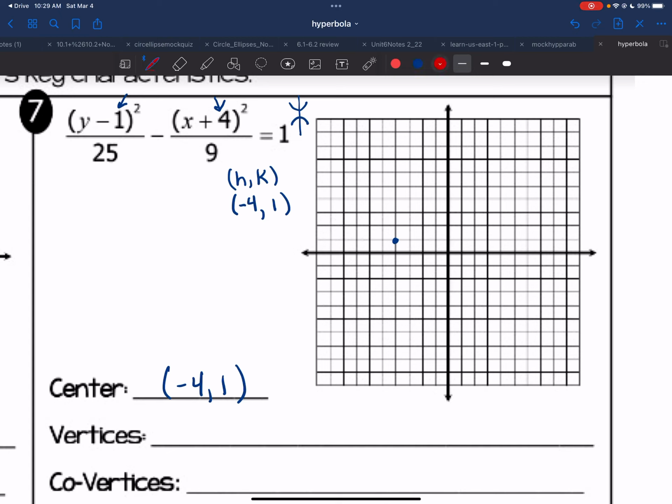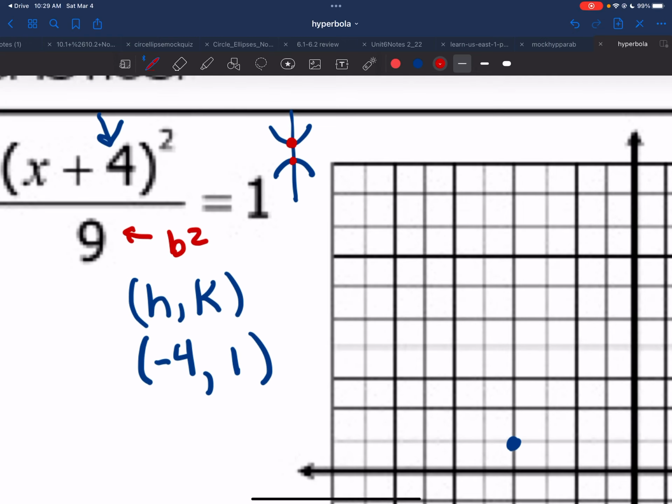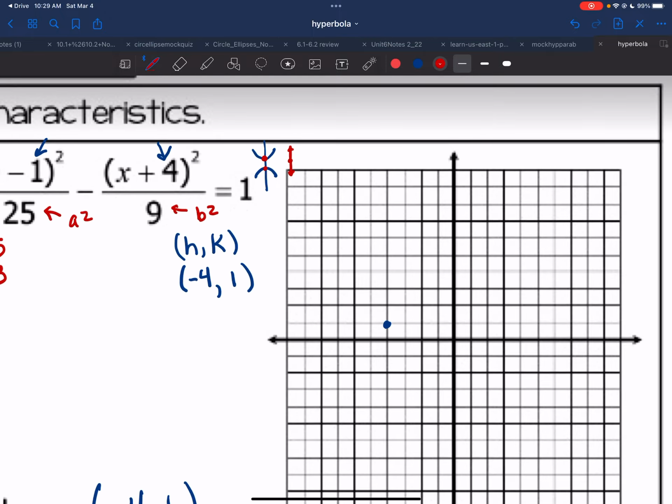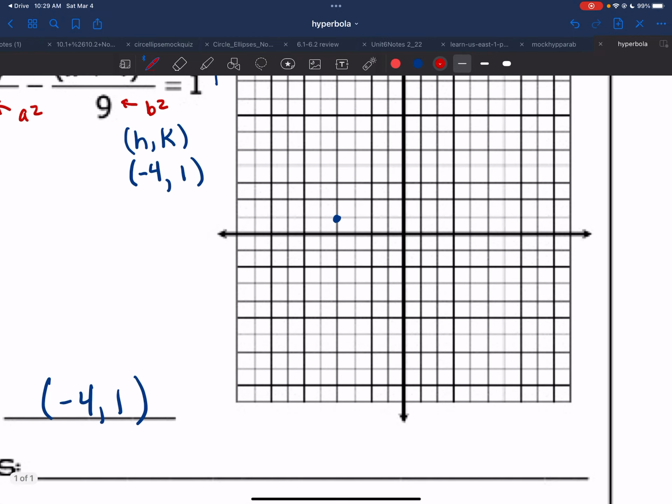And then I take a look at my vertices, which I need to grab from A and B. A squared is this value, and B squared is this value. So A is going to be 5, B is going to be 3. Remember my vertices go up and down. From my center, I'm going to go up to find one vertex, and then go down to find the next one. It's going to be a movement of 5: 1, 2, 3, 4, 5, and 1, 2, 3, 4, 5. So 5 up, 5 down.